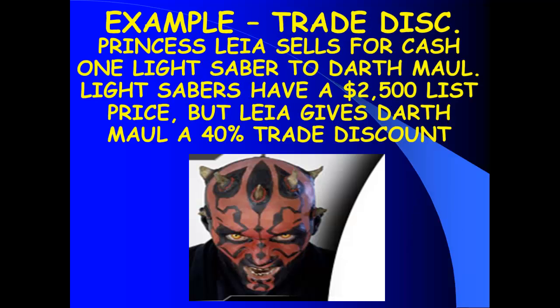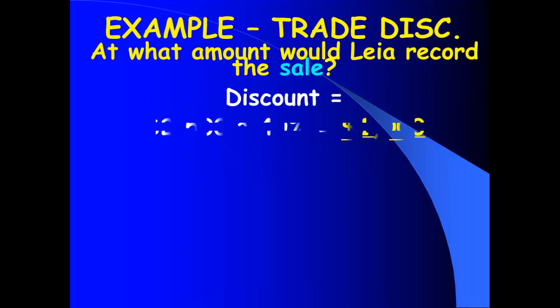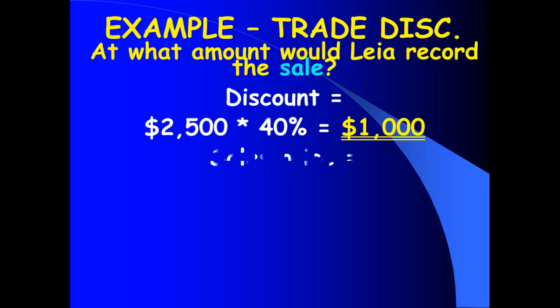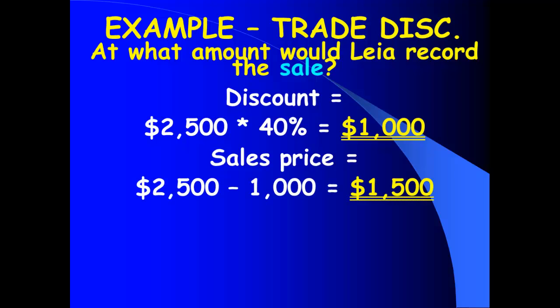Princess Leia sells for cash one lightsaber to Darth Maul. Lightsabers have a $2,500 list price, but oh, Leia, she likes Darth Maul. She gives him a 40% trade discount. Well, we need to decide at what amount we are going to record the sale. $2,500 is where we start, but how much would my discount be on that sale? $1,000. 2,500 times 40% says I'm going to knock $1,000 off of it. How much is the actual sale? Well, 2,500 minus the 1,000 says this is a $1,500 transaction.